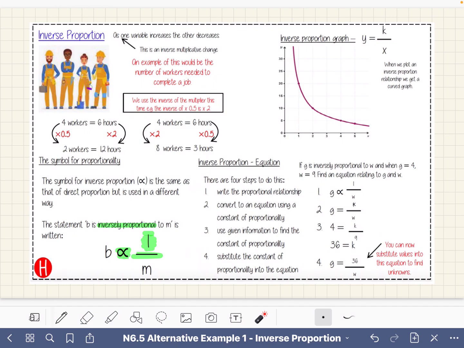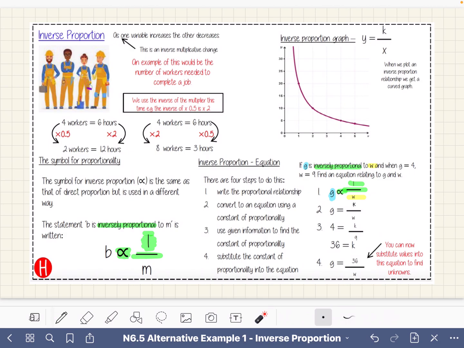We start off our equation by doing the same thing as we did before, where we look at inversely proportional to being represented by our proportion symbol with 1 over. In our question it says G is inversely proportional to W. This is what you are replacing the inversely proportional sentence with. It is inversely proportional to W, where W is under your fraction.